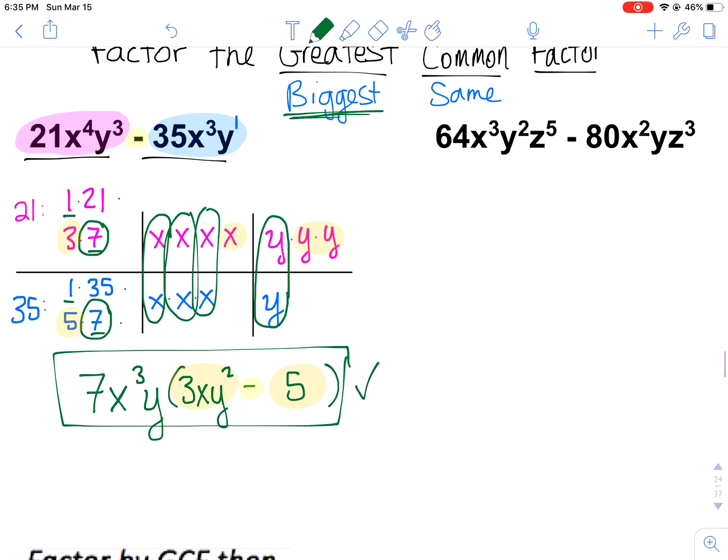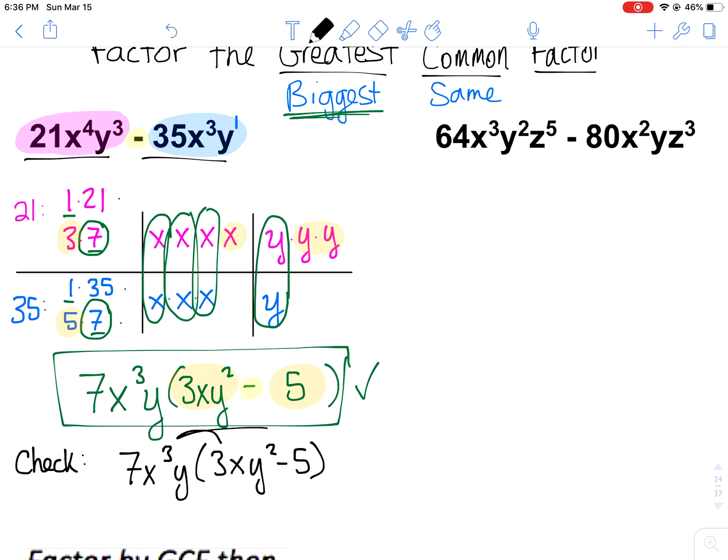Remember, if you did want to check your answer, you could redistribute your answer. So we would just multiply and make sure that we get 21x^4y^3 minus 35x^3y. Check. That looks good.